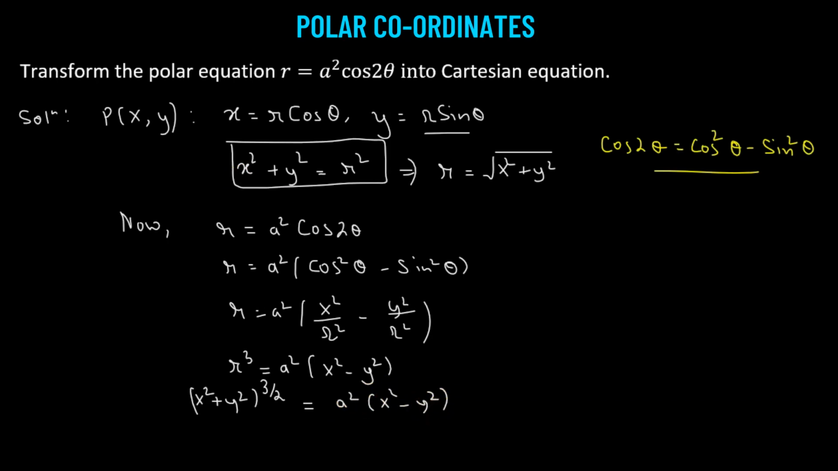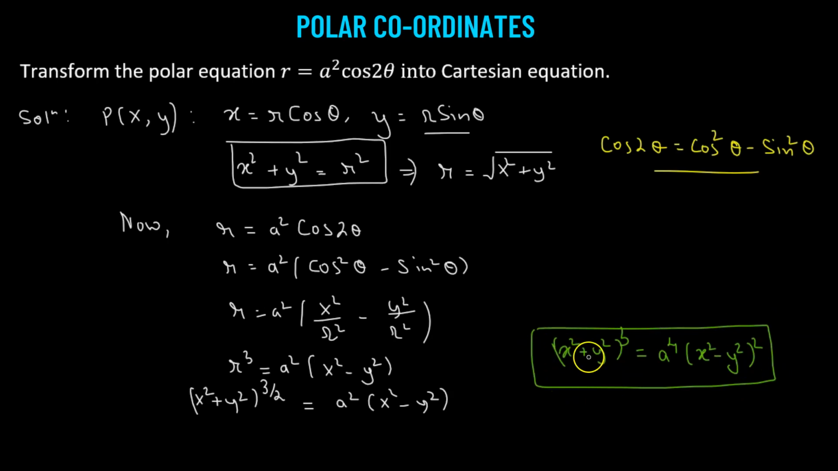And if you want, we can also simplify it by squaring both sides to get rid of the square root. We get x squared plus y squared whole cubed. That will be equal to, so the square of a squared will become a raised to the power of 4. So this will be multiplied by x squared minus y squared whole squared. So this is going to be the Cartesian equation, or the Cartesian equivalent, of our original polar equation r equals a squared cosine 2 theta.